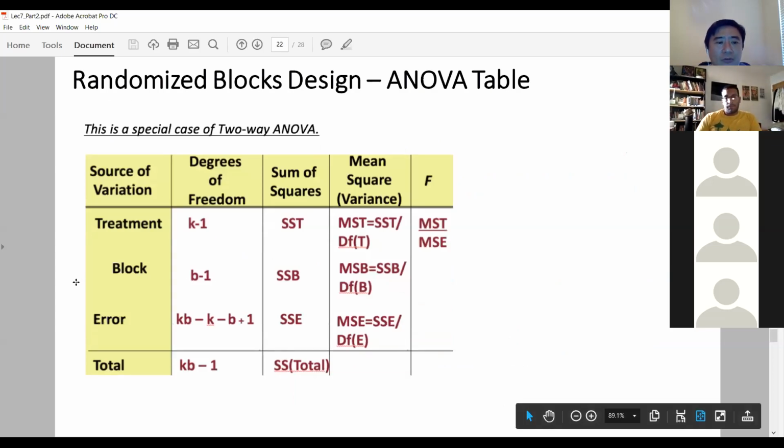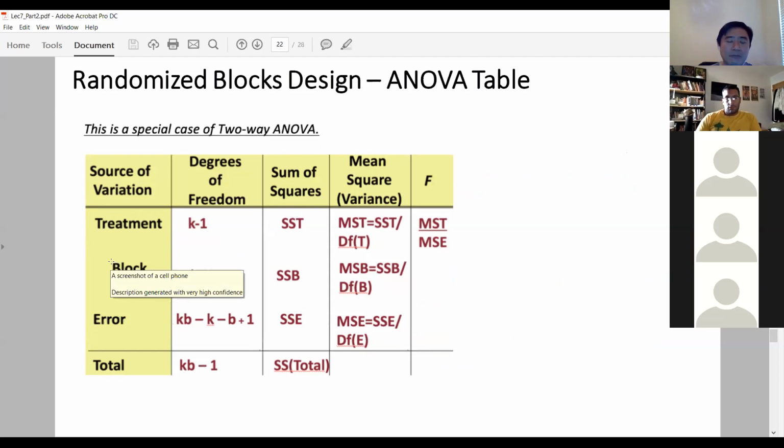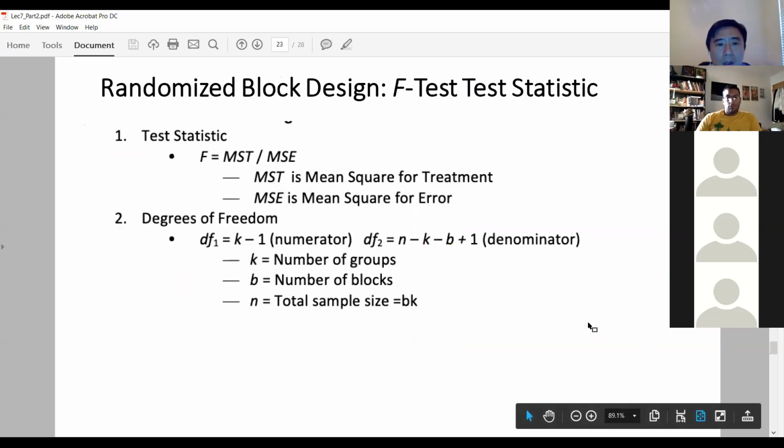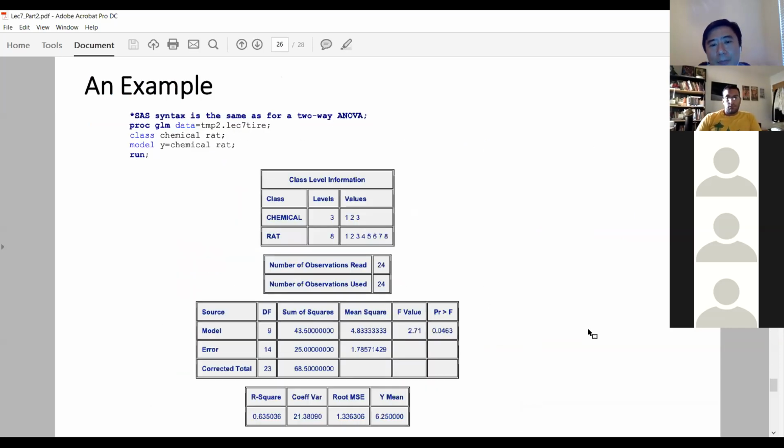But usually we are not interested in the block effects. You're only interested in the treatment effect. It's not exactly the same as the two-way ANOVA, but it's kind of like a two-way ANOVA because you treat the block as another factor. As I said, usually we're not interested in the block effect, only in the treatment effect. This is just a specific example, and I showed you one example, but this will not be included in the exam.